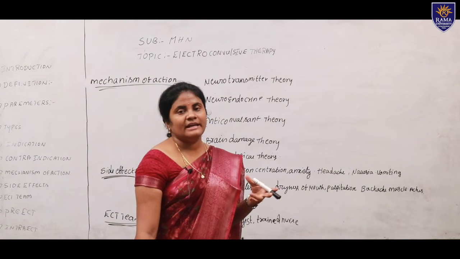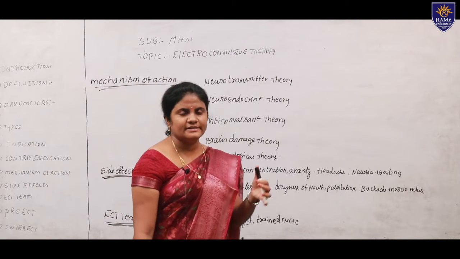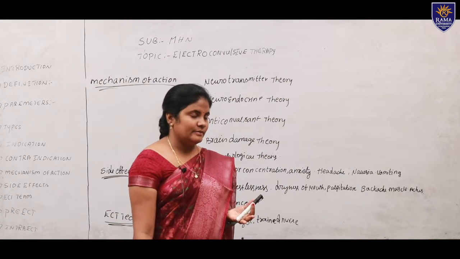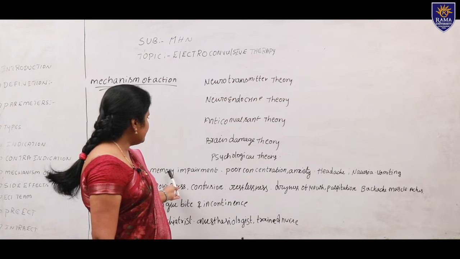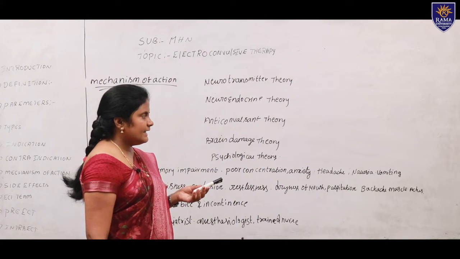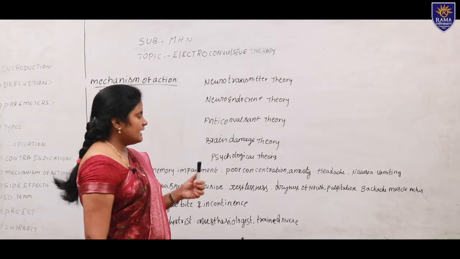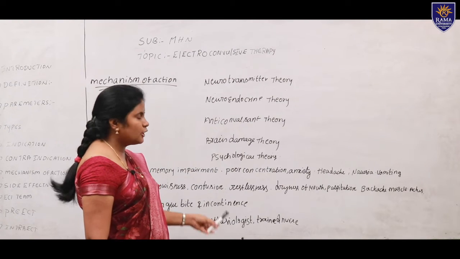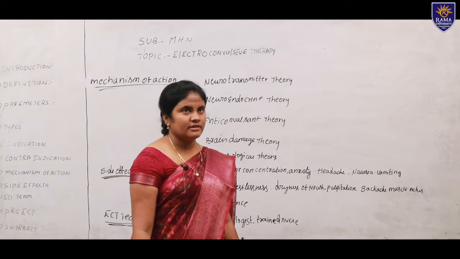So, next move on to the side effects of ECT. If any procedure is done, some purposes and some side effects will be present. Taking the side effects of electroconvulsive therapy: impairment of memory, poor concentration and anxiety, headache, nausea, vomiting, drowsiness, confusion, restlessness, dryness of the mouth, palpitation, backache, muscle ache, tongue bite and incontinence. All these generalized symptoms can be present as side effects of ECT.